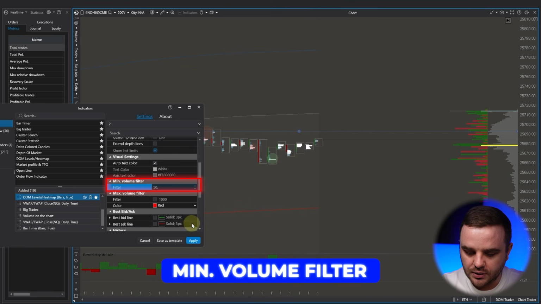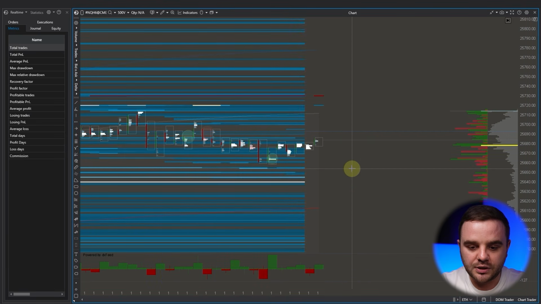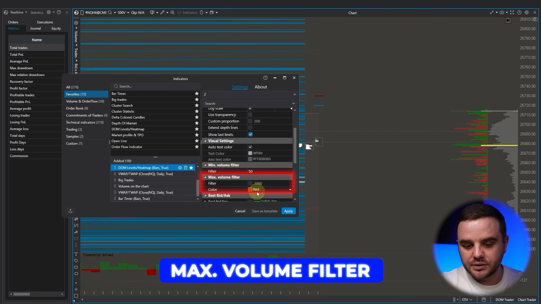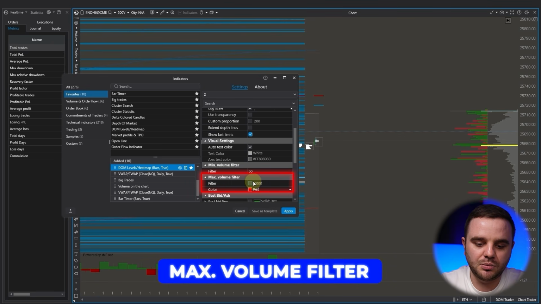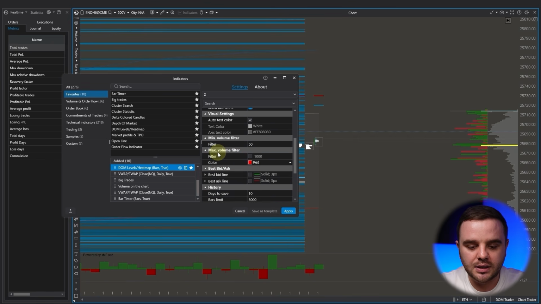For example, you can set up that you don't like to see any limit orders below 50 contracts. Maximum volume filter works the same as for minimum. For example, you don't like to see contracts above 1000 or any other. Honestly, I don't use max, because you actually need to see the biggest ones.